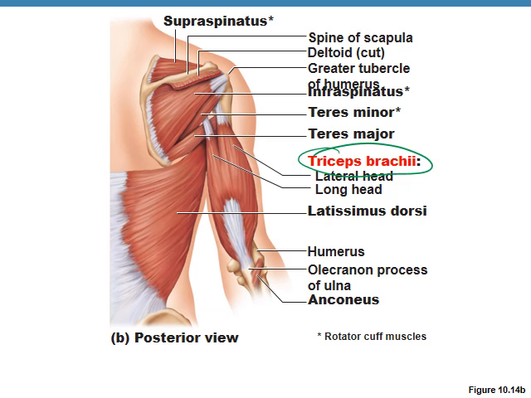Here is the triceps brachii figure from the book. You can really only see two of the heads. It's a little bit hard to see, but here's one head, here's two, and the third crosses under. So there are three heads, and it's attached to the brachial region. This is on the posterior side.